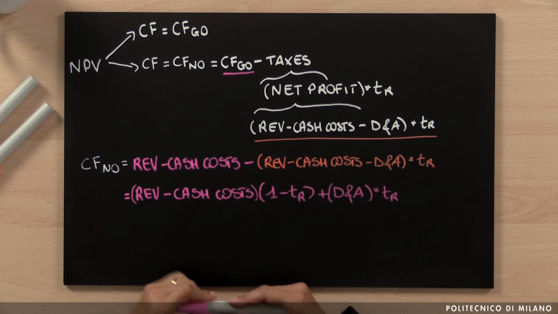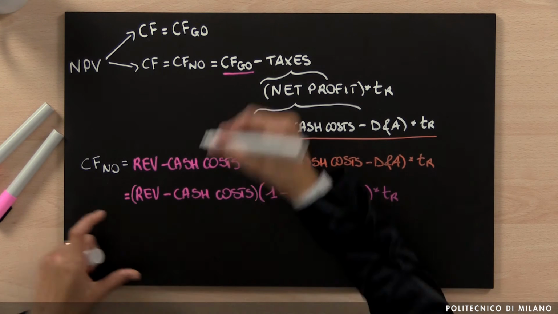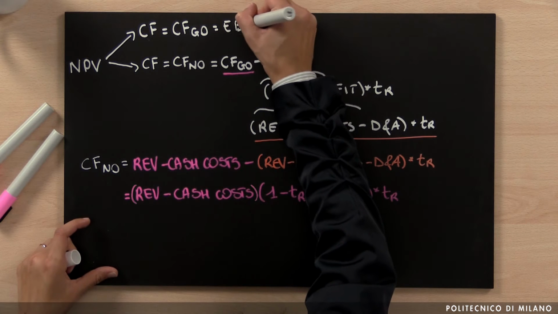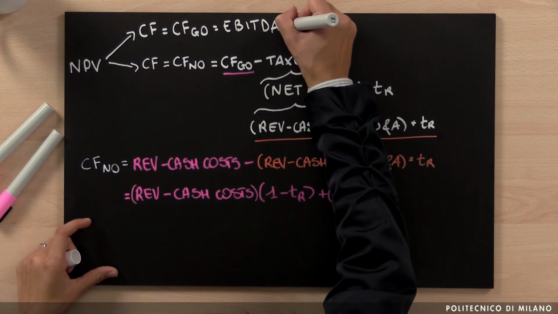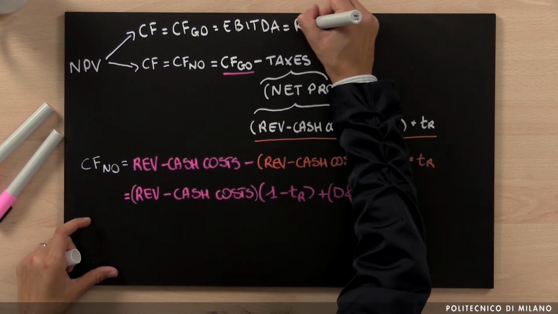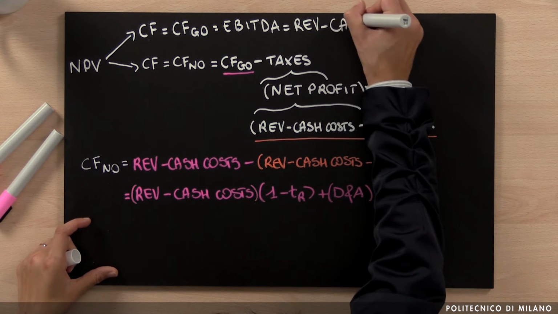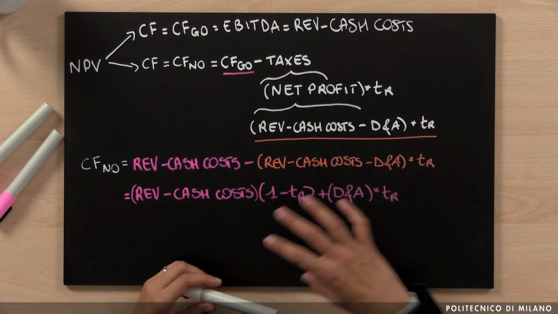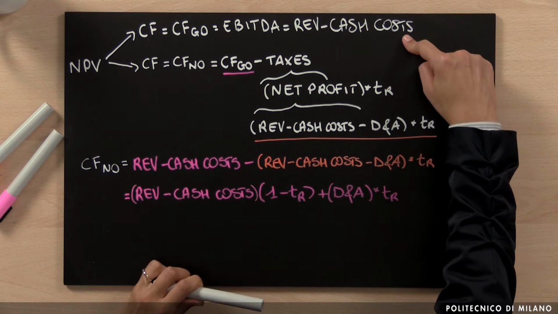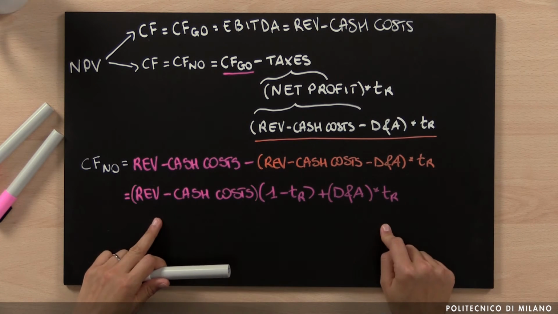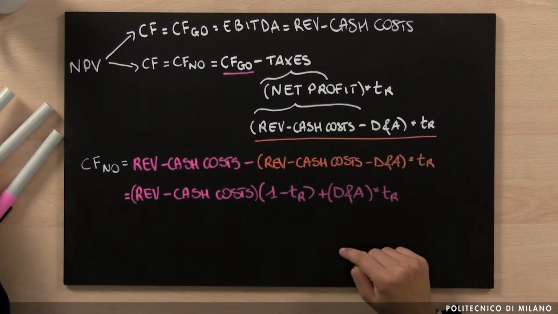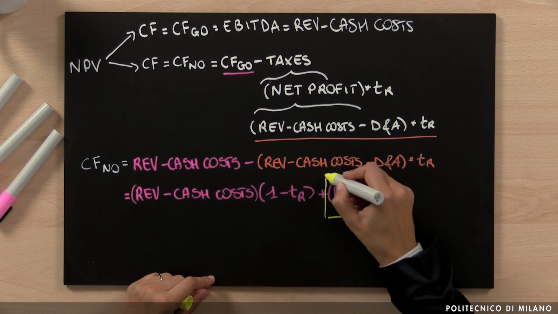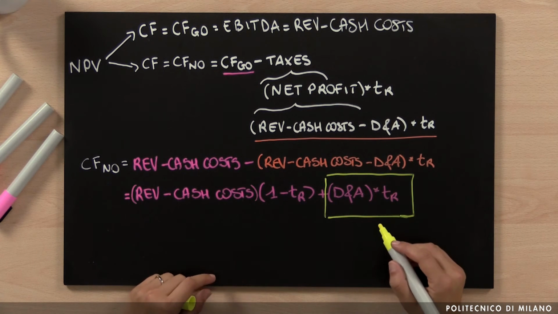With respect to the traditional formula, so the simplest one, if you remember, the simplest formula is cash flow gross operating, EBITDA, also equal to revenues minus cash costs. So if we compare the traditional formula without the taxation with the formula that includes the taxation, we can see that the main difference lies in this term, which is the depreciation plus amortization multiplied by the tax rate.